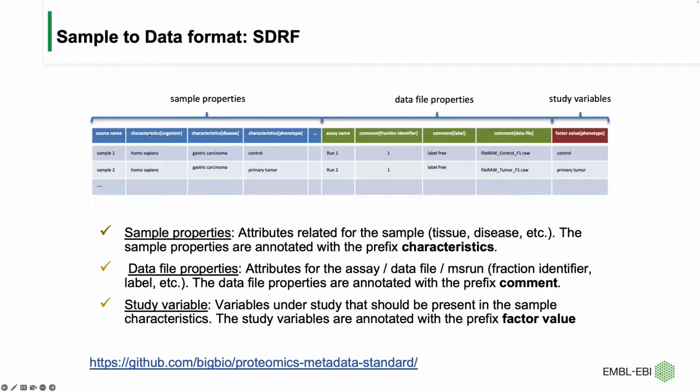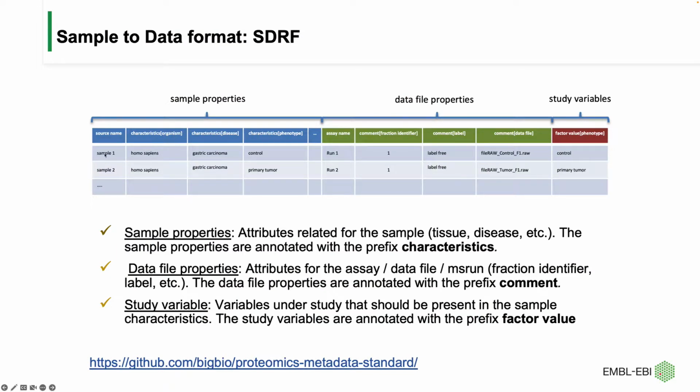For the sample, they have a prefix called characteristics. For the data, they have a prefix called comment, and actually this has been enforced before creating SDRF for proteomics. This is coming from the RNA and the microarray community, and we try to follow up this concept. Inside brackets, then you have the property that you want to study. In this case, for example, this is a characteristic, a disease, a characteristic, an organism, and this is the actual value for this sample.